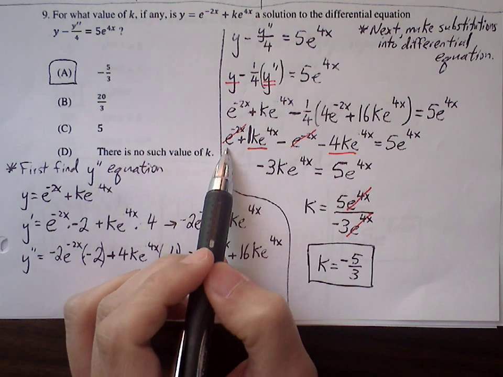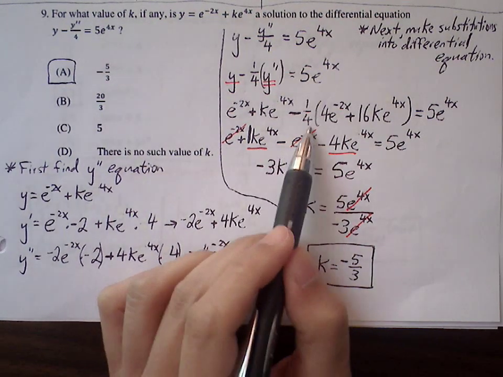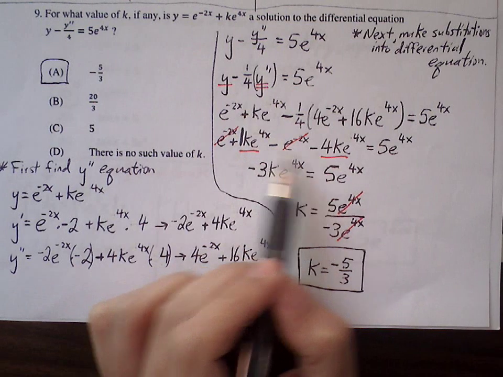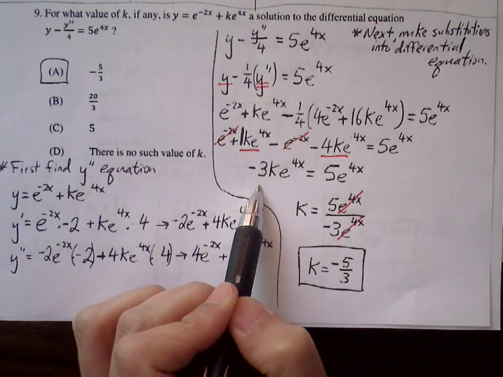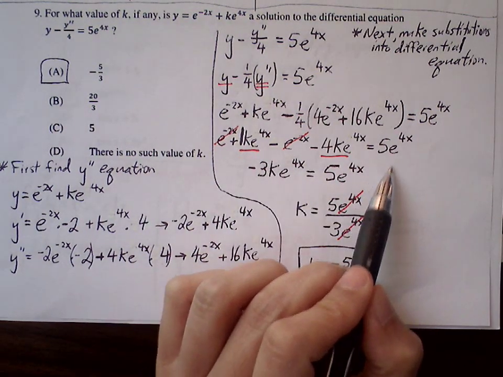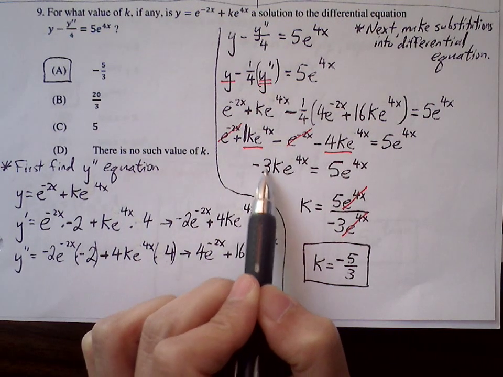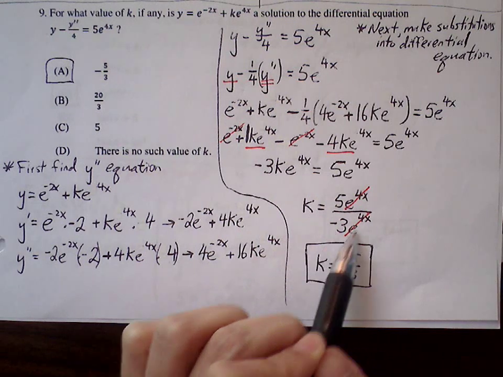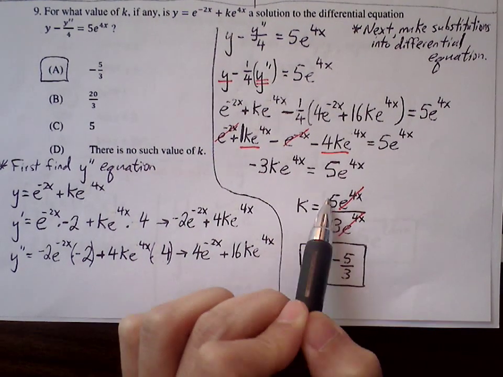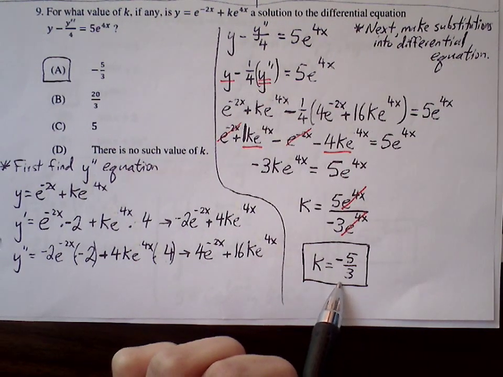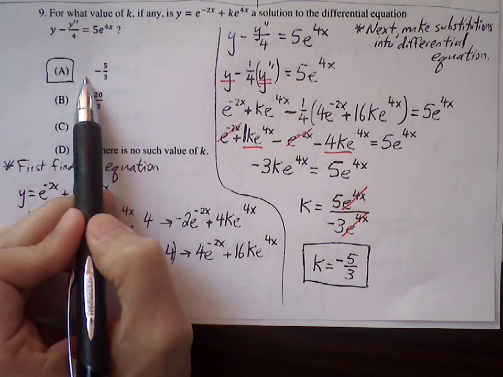Combine some like terms here. E to the negative 2x and this negative e to the negative 2x cancels out. Combine like terms. 1k minus 4k is negative 3k. The right side is just 5e to the 4x. Okay, so now we can try to solve for k, right? Divide both sides by negative 3. E to the 4x, the e's cancel out. 5 over negative 3 is equal to k, so answer choice A, negative 5 over 3.